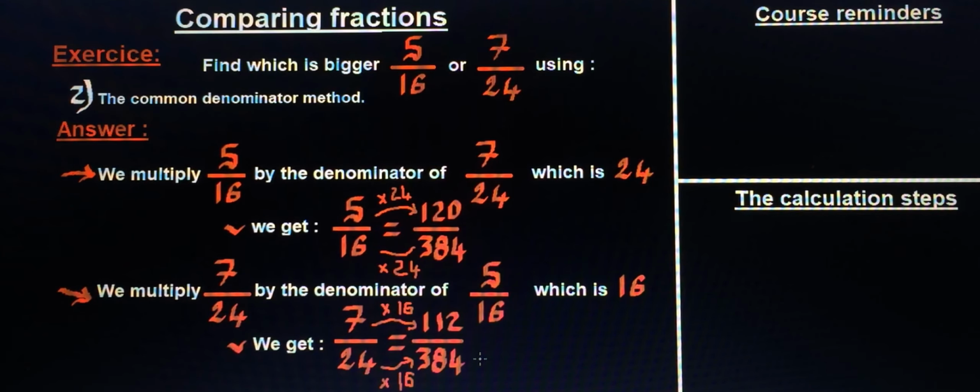Method number 2. We multiply 5/16 by the denominator of 7/24, which is 24. We get 120/384. We multiply 7/24 by the denominator of 5/16, which is 16, and we get 112/384.